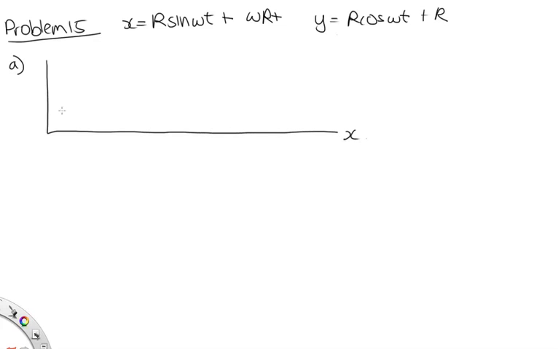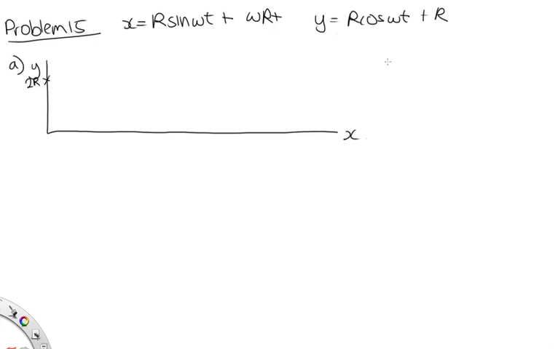So here's x, here's y. The best thing to do is to substitute in different values of t and find out where our point is. So let's start with t equals 0. Sine of 0 is 0, so the x component is 0. Cos of 0 is 1, so the y component is 2r. So we start up here at 2r.